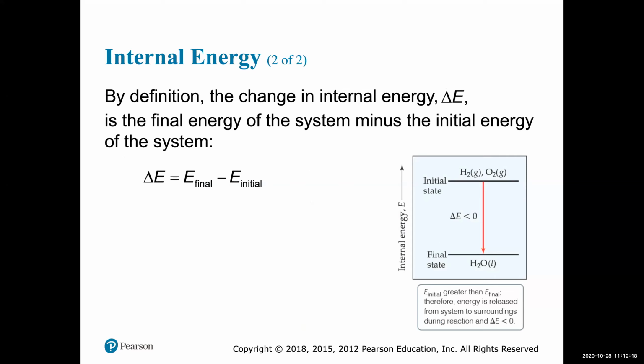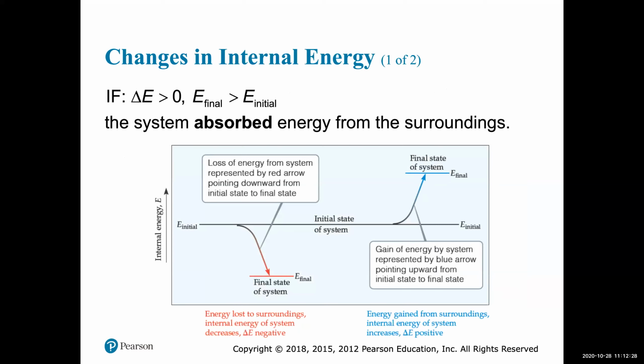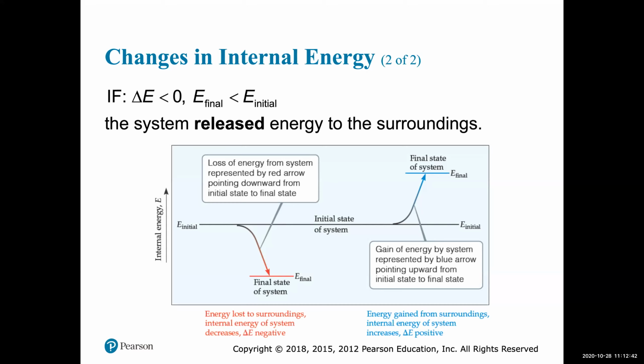By definition, the change in internal energy, delta E, is the final energy of the system minus the initial energy. As I said, if delta E is positive, in other words, if the final number is bigger than the initial number, then energy was absorbed from the surroundings. So energy was put into the system. And if it's less than 0, then the final energy value is less than the initial, and that means energy was released or given off.